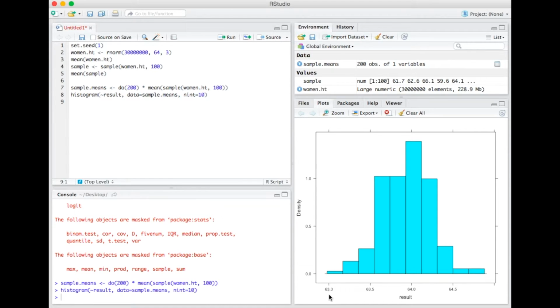And it's centered around the actual mean of 64, which is what we would expect. It ranges between about 63 and 65, and this is what the central limit theorem tells us, that when we take samples over and over and over again, when we take the means of each of those samples and look at their distribution, that distribution is going to be about normal, it's going to be centered on the real mean, and it's going to look a lot like what the mean of the population is.